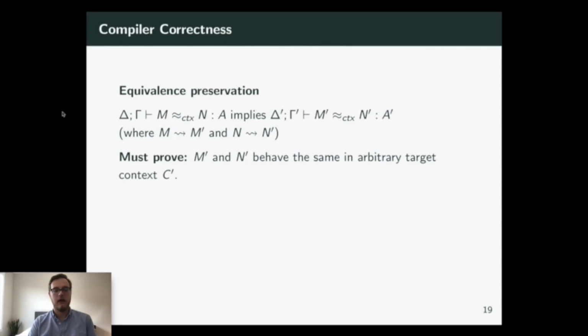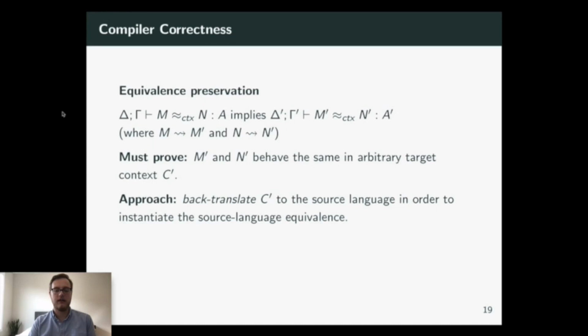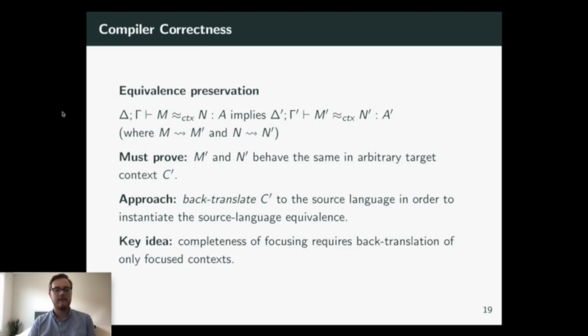To prove this, you need to consider an arbitrary target language context, C prime, but we have a source language equivalence to use, so we need to back translate the target context C prime to a source language context. And the key idea that focusing helps us with here is that we don't need to back translate every single possible target context, we only need to back translate the focused ones.